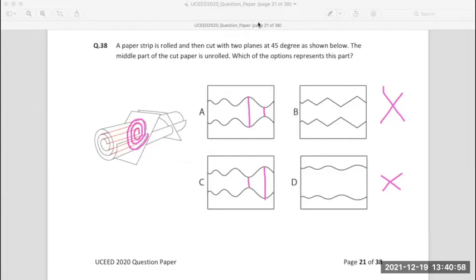Now, are you able to understand how I drew the spiral inside, just by assuming where this fold line will be coming, and then that will be the edge? Are you clear with this? Yes, ma'am. Okay.